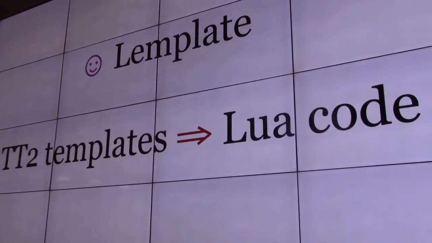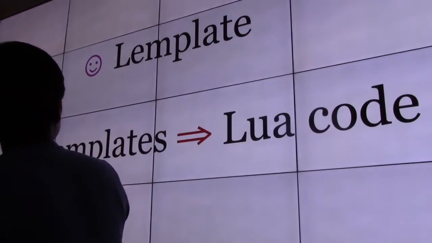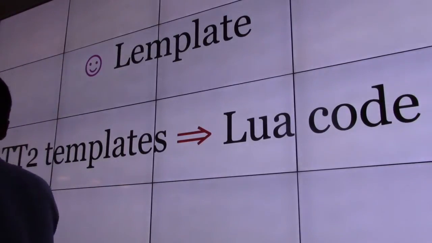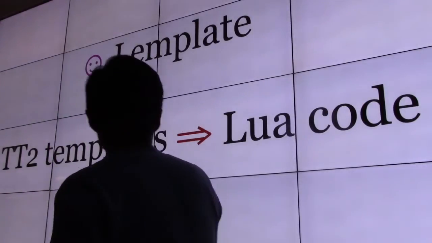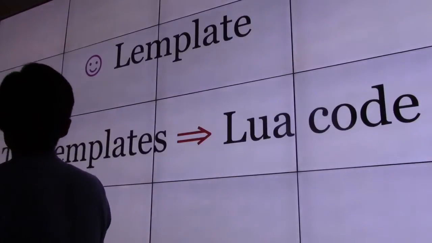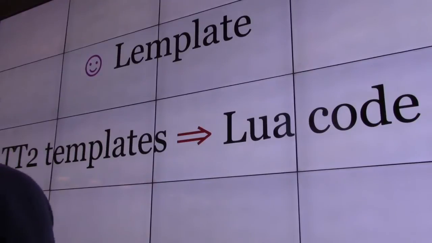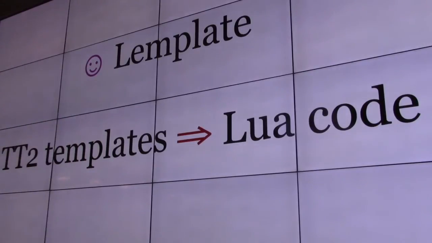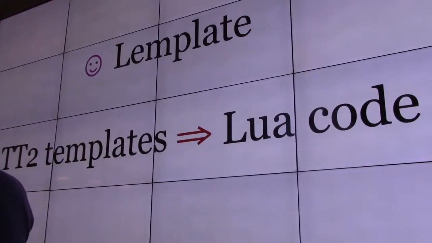Lemplate is another toy I created lately. It's essentially a compiler that can compile TT2 templates into standalone Lua code for OpenResty. TT2 is a popular templating language. It's a DSL in the Perl world. I think some of you might be PHP or Python programmers. You may have your own favorite templating languages, but my favorite is TT2.